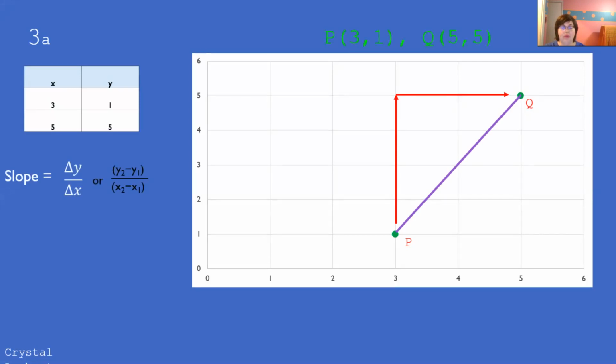So to find the slope, we need to know the change of y over the change of x, or it's the same as y2 minus y1, that's how we get the change, over x2 minus x1, which is the change. So where do we get the x and the y values? Well, remember, x is our first number in a point, and y is the second number in a point. So we're looking at y2, which is 5 here, and y1, which is 1. And then x2 minus x1. So here we know our slope is 2.